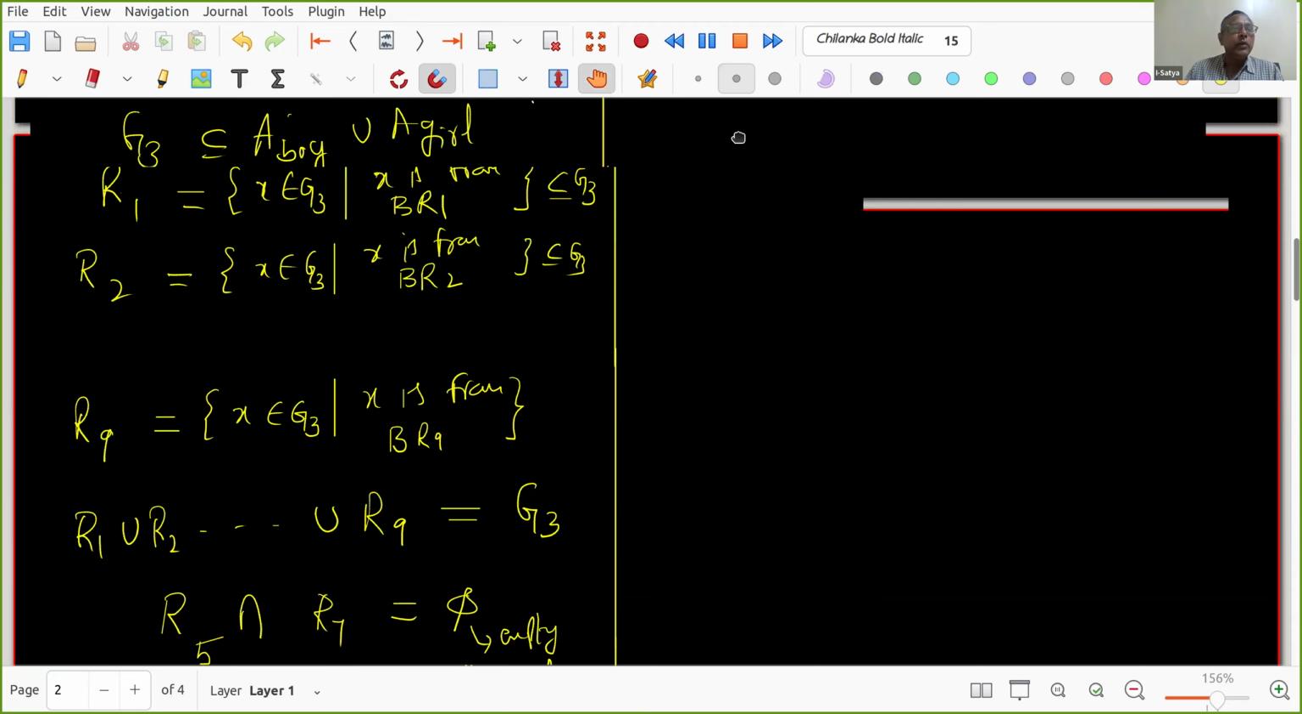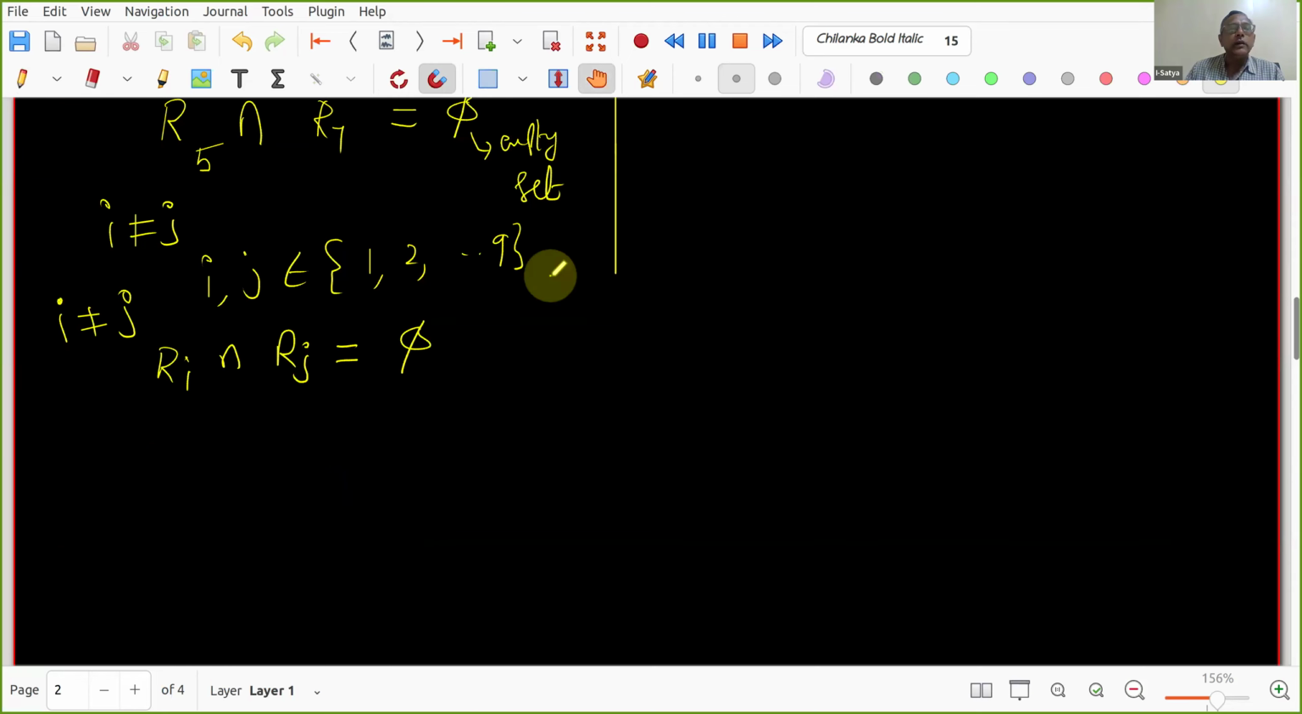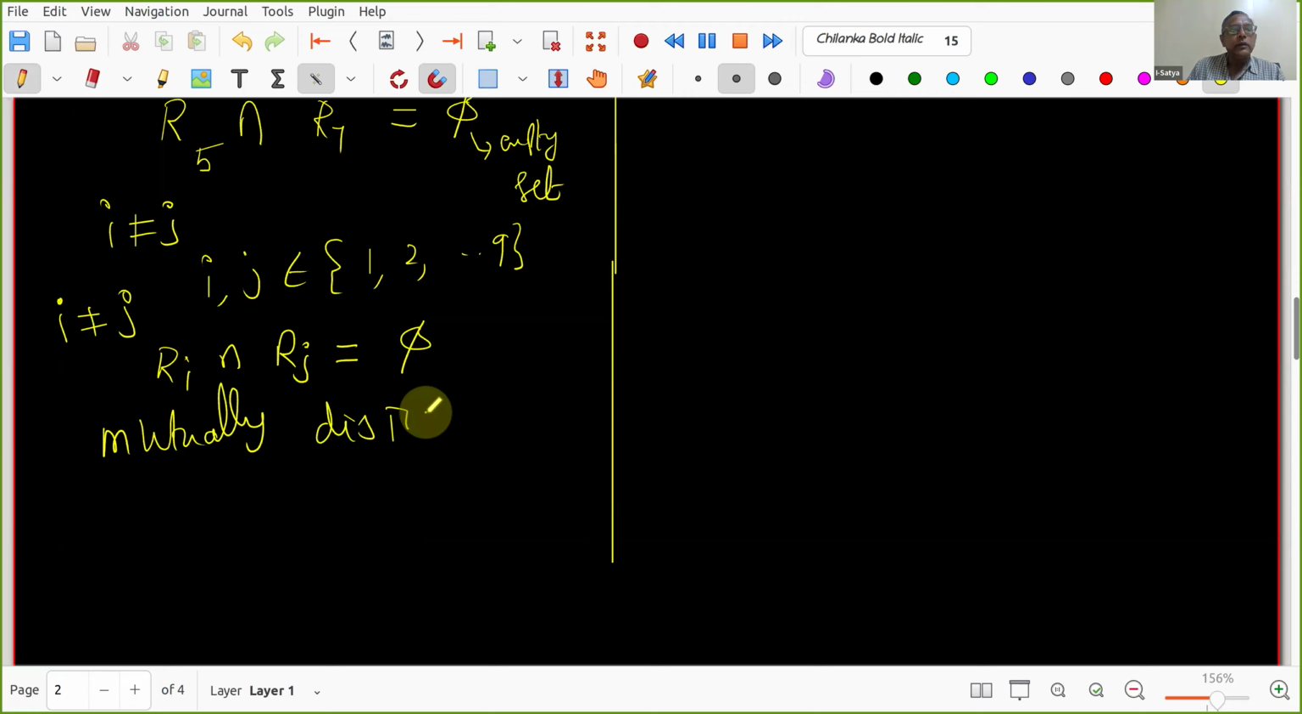Okay, so if any two of them are disjoint, this is called a mutually disjoint family of sets.